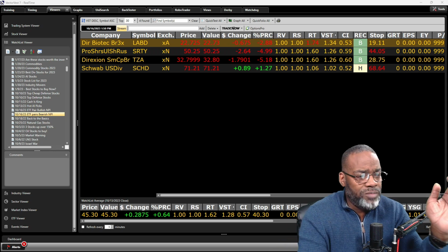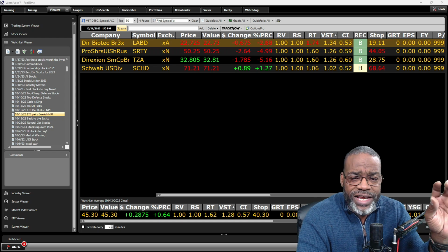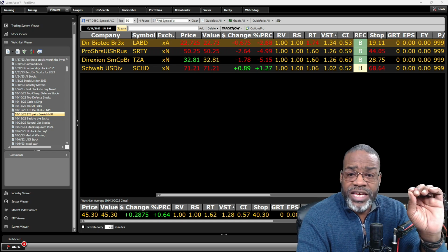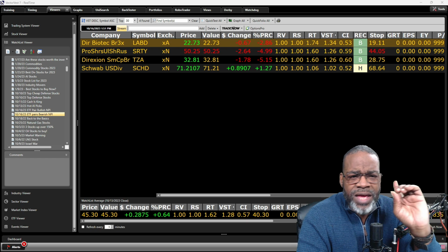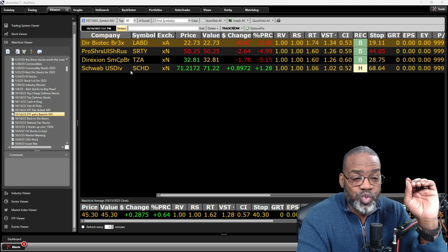Right now, I'm looking at the bearish side, and I'm going to use the near perfect indicator to track whether or not these are the stocks that I want to get into. Something that caught my attention: I've got LABD, SRTY for the Russell small cap, TZA, and dividends, Schwab, SCHD as well.